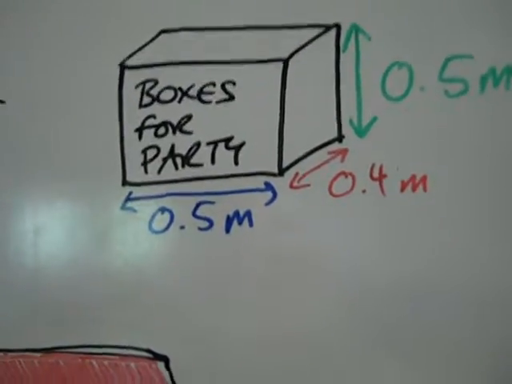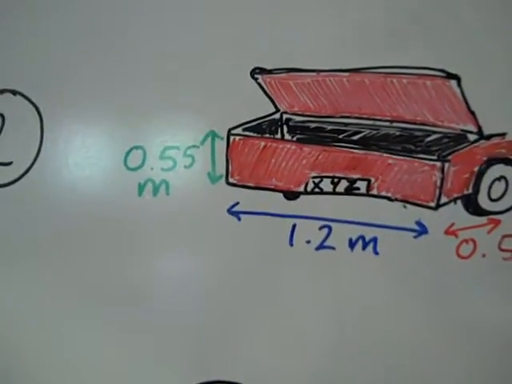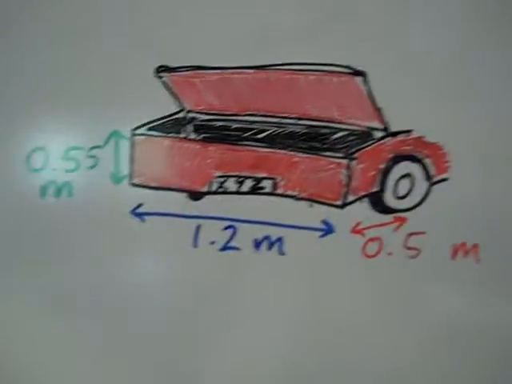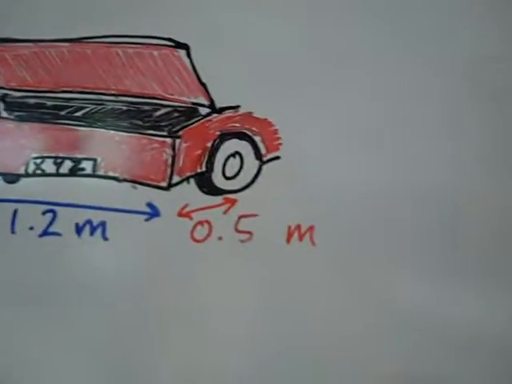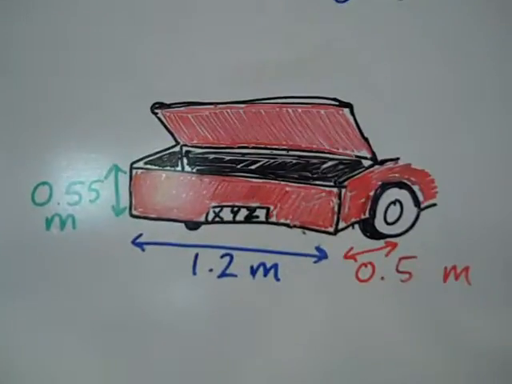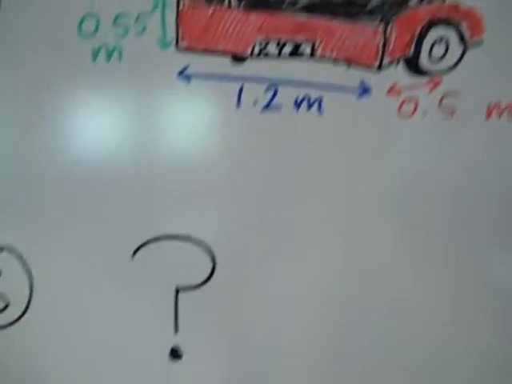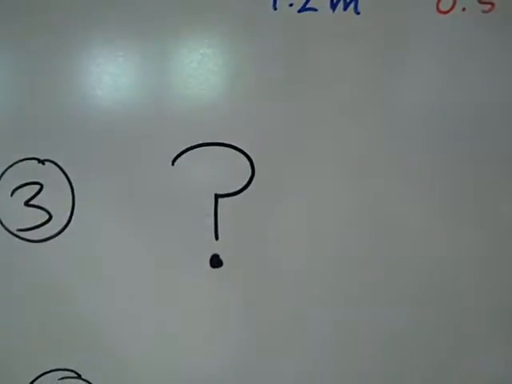So dimensions of the box, I've got 15 boxes. They're 0.5 by 0.4 by 0.5. And the car boot is 0.55, 1.2 and 0.5 metres. So I've got to work out how many of these I can fit into the car in order to make the least amount of journeys.